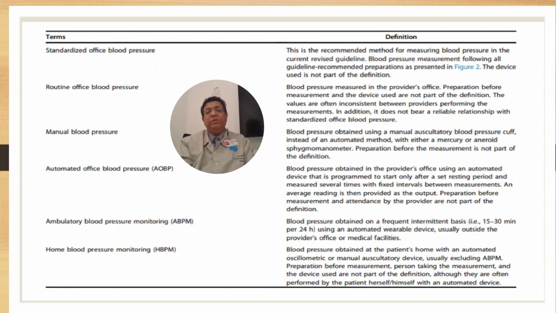A routine office blood pressure is basically not standardized. Manual blood pressure implies that the blood pressure is obtained using a manual auscultatory blood pressure cuff. Automated office blood pressure implies that you're using an automated device. Ambulatory blood pressure monitoring is obtained with an automated wearable device which measures frequent blood pressures on an intermittent basis. And then home blood pressure monitoring implies that the patient is using an oscillometric or manual auscultatory device to measure blood pressures at home.